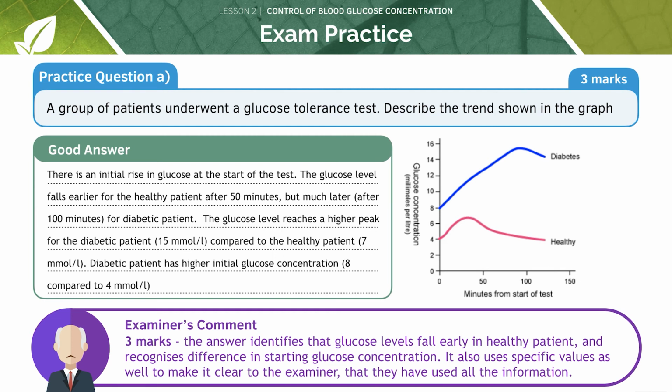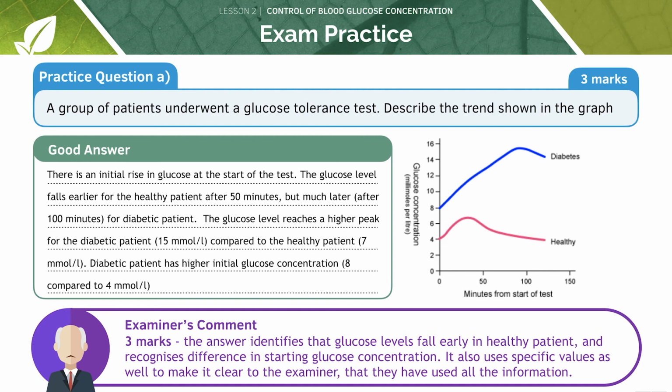So there is an initial rise in glucose at the start of the test. The glucose level falls earlier for the healthy patient after 50 minutes, but much later after 100 minutes for the diabetic patient. The glucose level reaches a higher peak for the diabetic patient compared to the healthy patient, and the diabetic patient has higher initial glucose concentration.